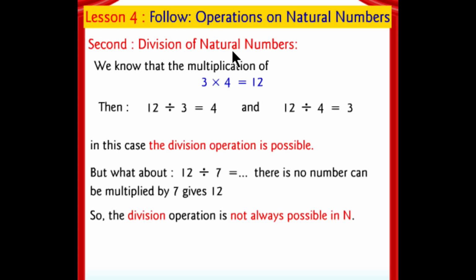Second, division of natural numbers. We know that the multiplication of 3 times 4 equals 12. Then 12 divided by 3 equals 4. And 12 divided by 4 equals 3. In this case, the division operation is possible. But what does 12 divided by 7 equal? There is no number that can be multiplied by 7 to give 12. So the division operation is not always possible in natural numbers.